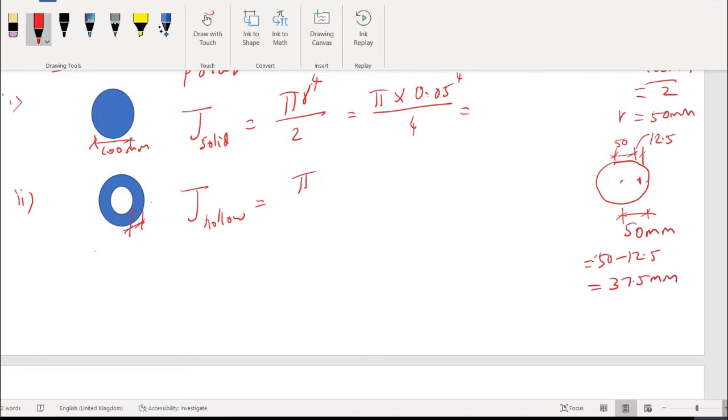Okay, I just put order. Okay, this is hollow, right? This is hollow. So I need to find out the net diameter acting at this point, available at this point.